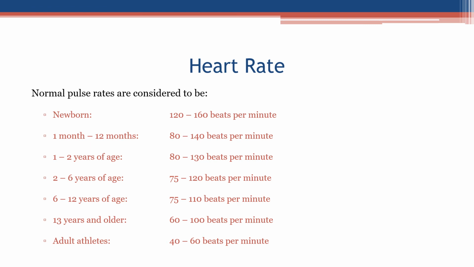1 month to 12 months, 80 to 140 beats per minute. 1 to 2 years of age, 80 to 130 beats per minute. 2 to 6 years of age, 75 to 120 beats per minute. 6 to 12 years of age, 75 to 110 beats per minute. 13 years and older, 60 to 100 beats per minute. Adult athletes, 40 to 60 beats per minute.